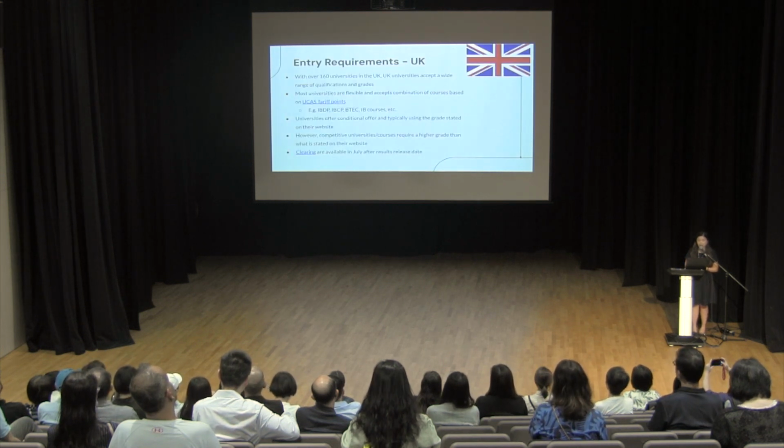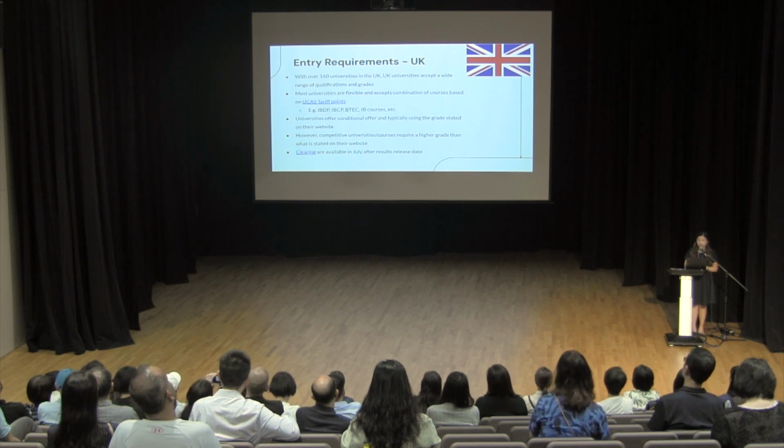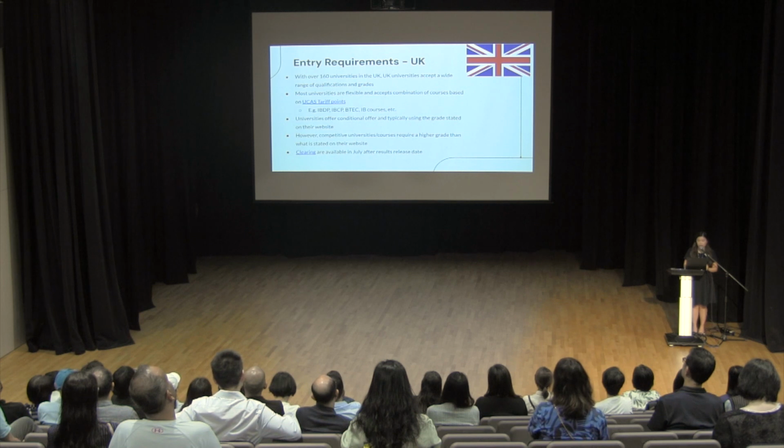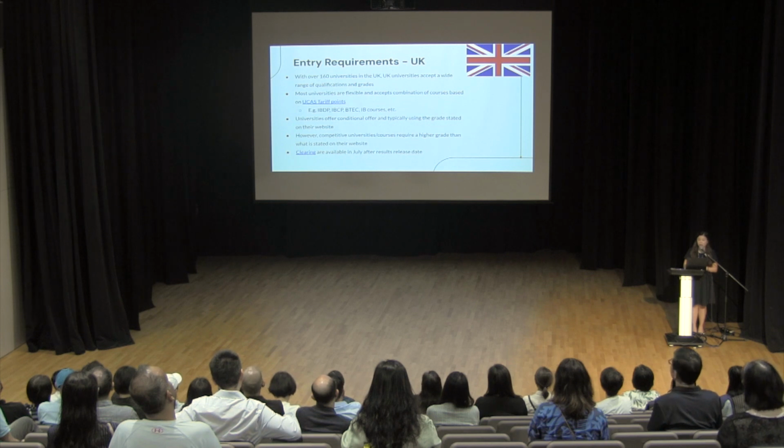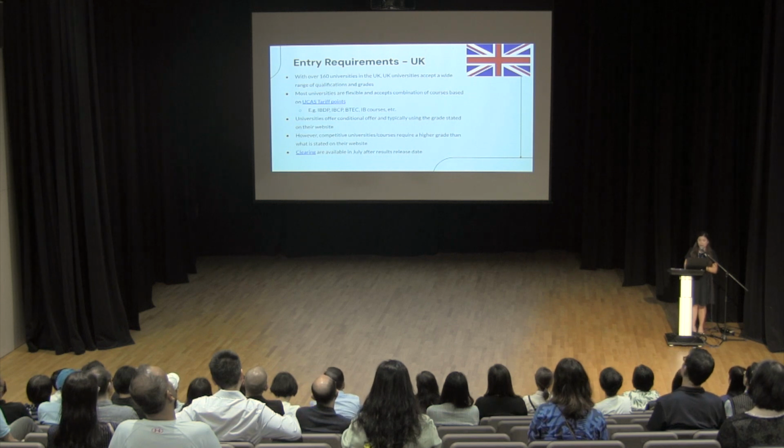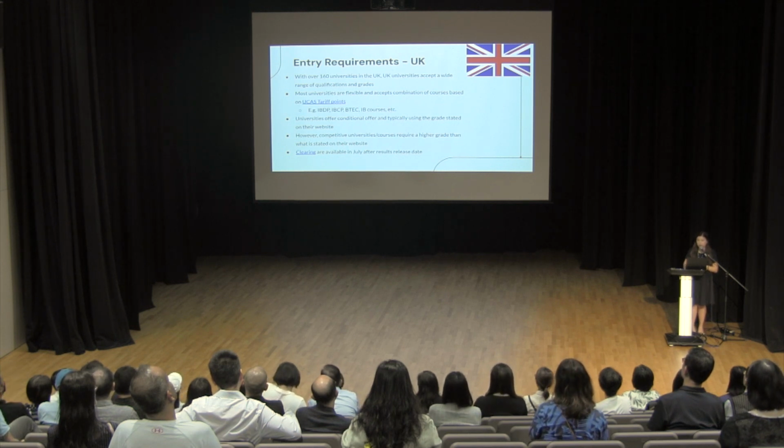In the UK, there are more than 160 universities, and they actually accept a really wide range of qualifications and grades. Most universities are quite flexible and could accept a combination of different courses based on UCAS points. For example, they would give you IBDP grade requirements, but at the same time they will also say they'll accept a certain number of UCAS points. The way it works is that, for example, a BTEC diploma will carry a number of UCAS tariff points, and it can be combined with IB individual subjects, higher levels and standard levels, and IBCP courses, and they can calculate the UCAS tariff points and accept you based on that.